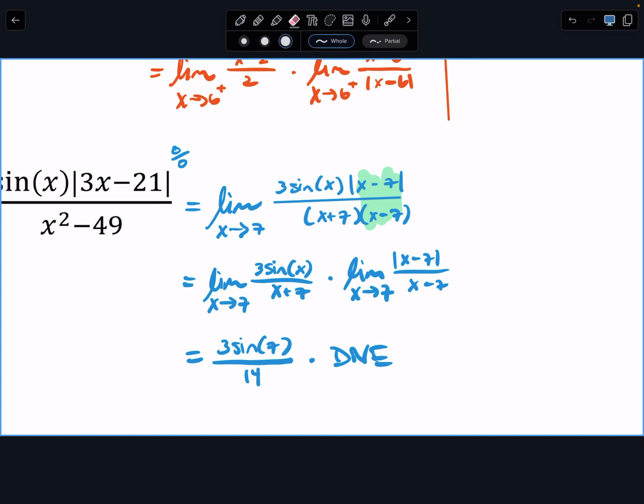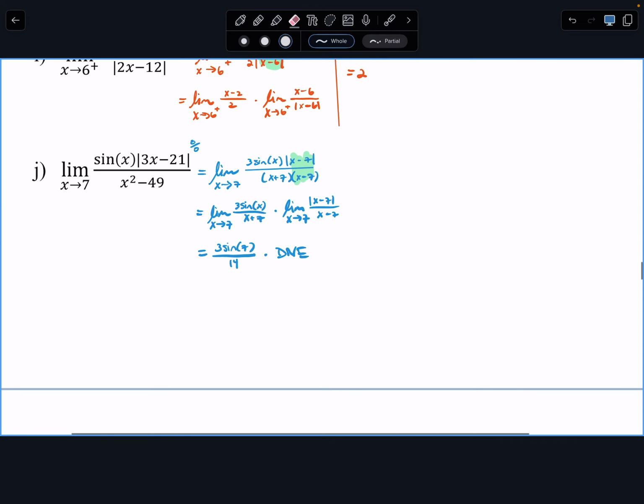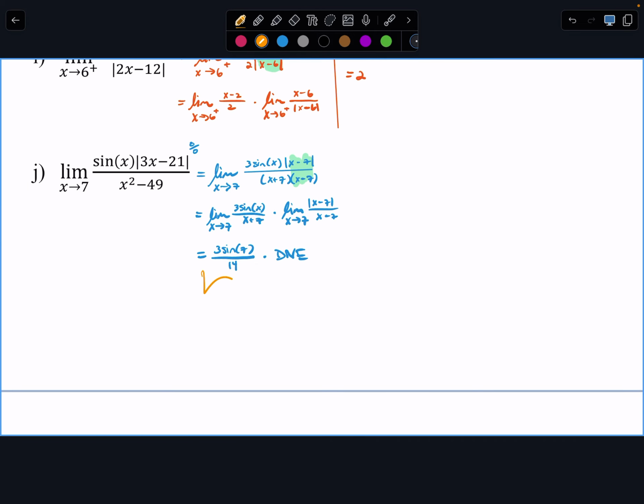We could examine the one-sided limits. We could examine the one-sided limits. So this, meaningless, means nothing. Like you would not leave your answer like this. This would not be justification for the limit being D and E. No points.